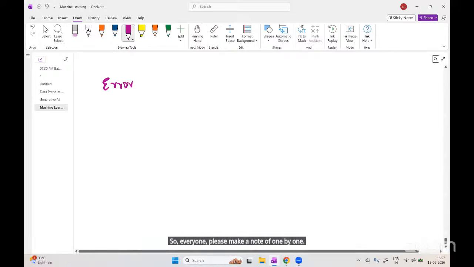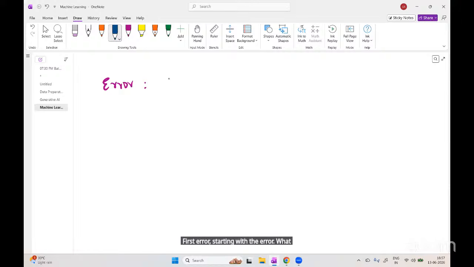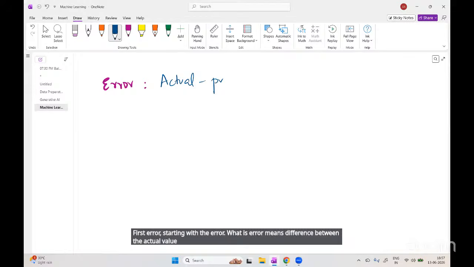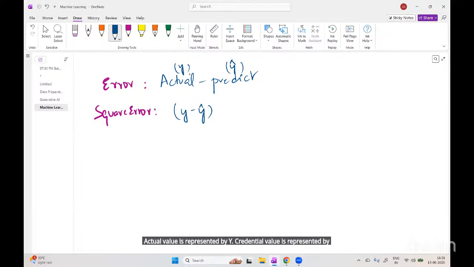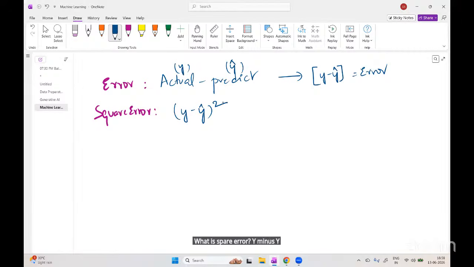First, starting with the error. What does error mean? The difference between the actual value minus the predicted value is called error. Next, we have the square error. What is square error? Square error means nothing but doing the square of this. Actual value is represented by y. Predicted value is represented by y hat. So error is represented by y minus y hat. What is square error? (y minus y hat) whole square is called square error.